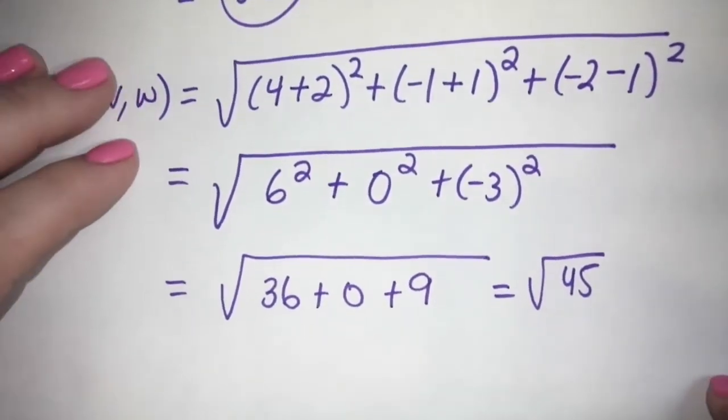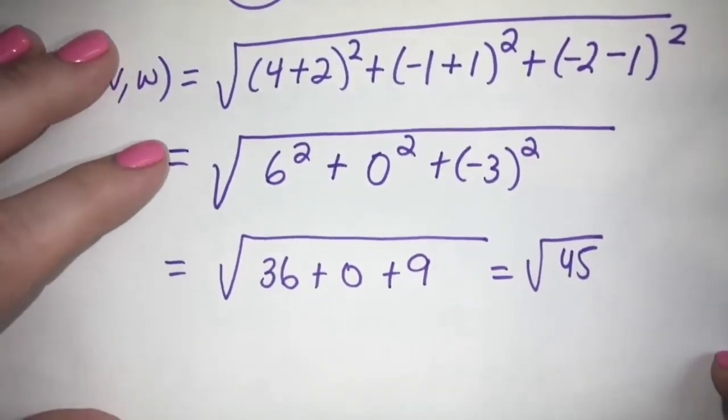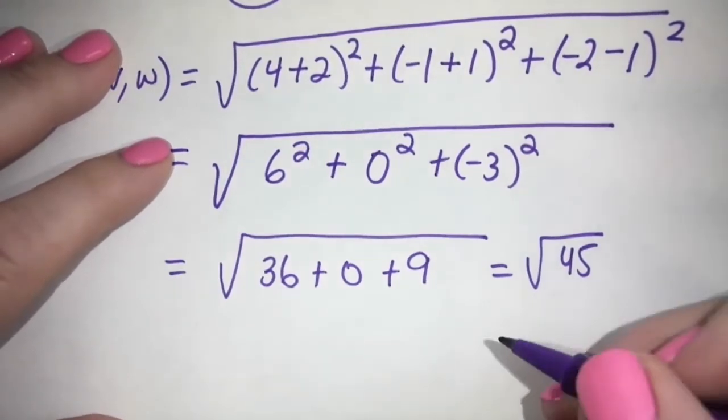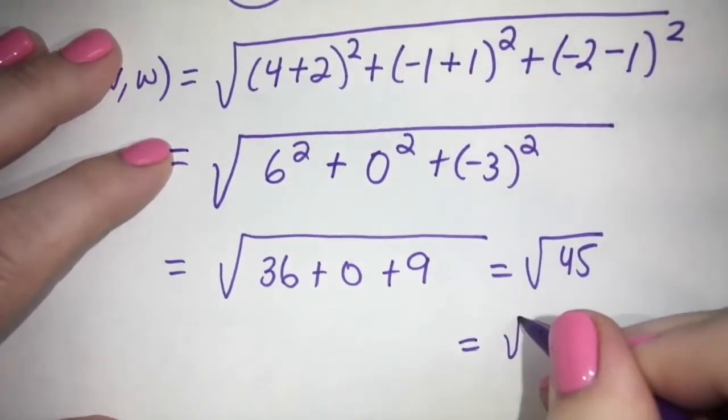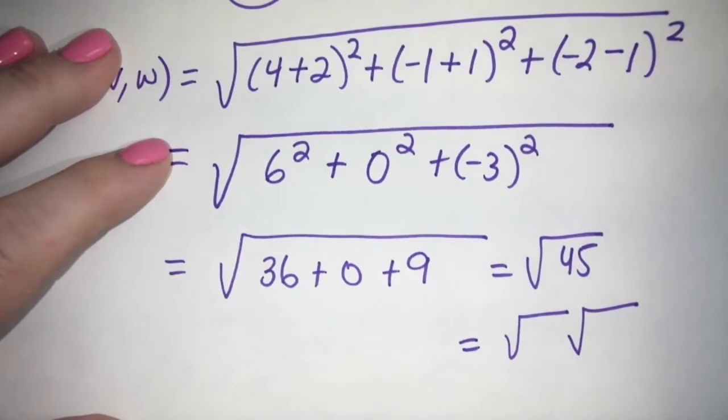Now in this course, they don't tend to rationalize. I'll show you how to do it just in case they throw it on the exam this year. You never know what new things they're going to put on, but generally they would leave the answer as √45.